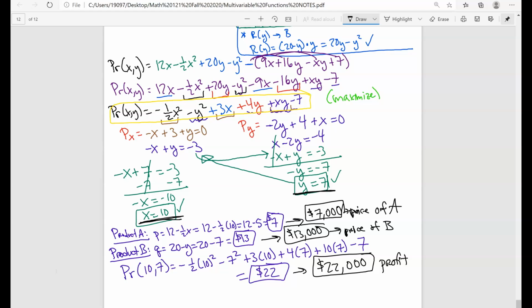And one more thing, if you wanted to make sure that this is really a maximum, one thing you can do is use the second derivative test: take the second partial derivatives, plug them into the D-test, and then see that this actually does give you a maximum.